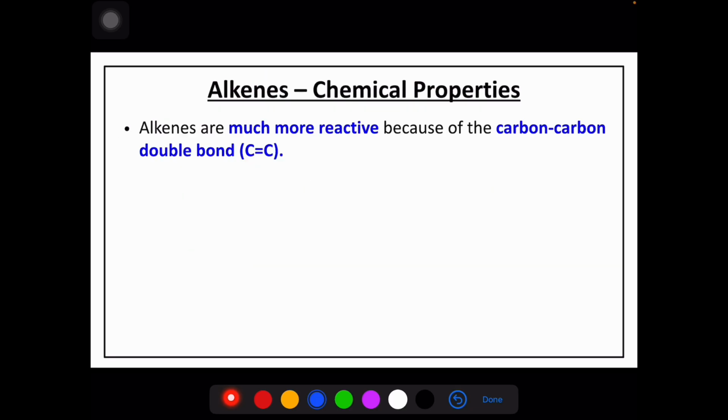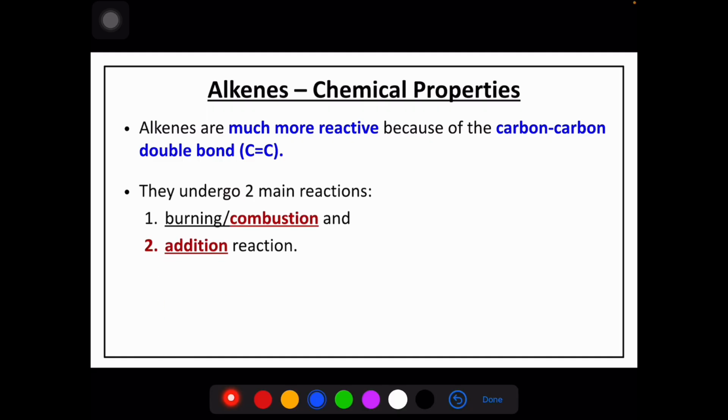But what differs this from alkanes is actually the chemical properties. Because for alkanes, if you recall, I mentioned that they are not very reactive because the carbon-carbon single bonds are not prone to reactions. But for alkenes over here, you'll notice that they are very reactive because of the carbon-carbon double bond. And they go through two main reactions. First one, not new to you, burning or combustion, right? So combustion is similar to how alkanes go through combustion.